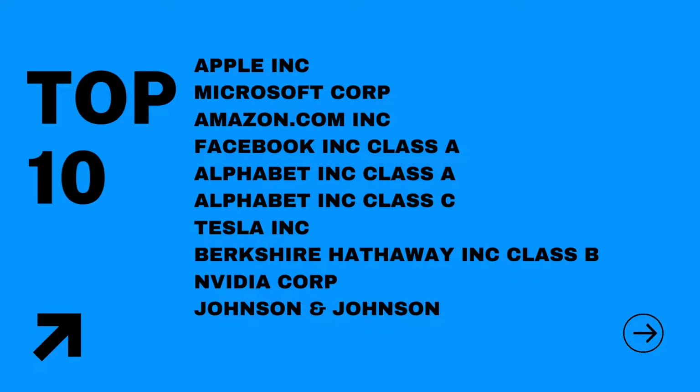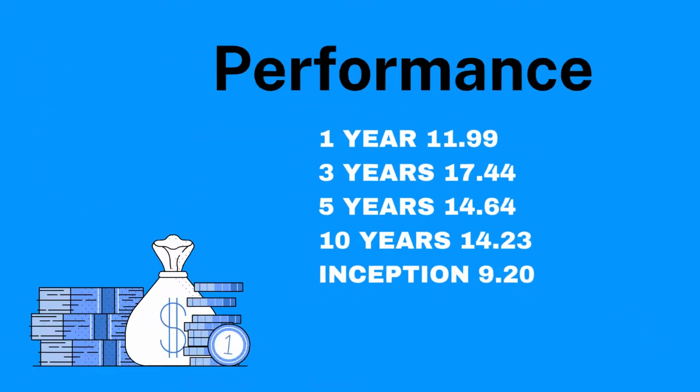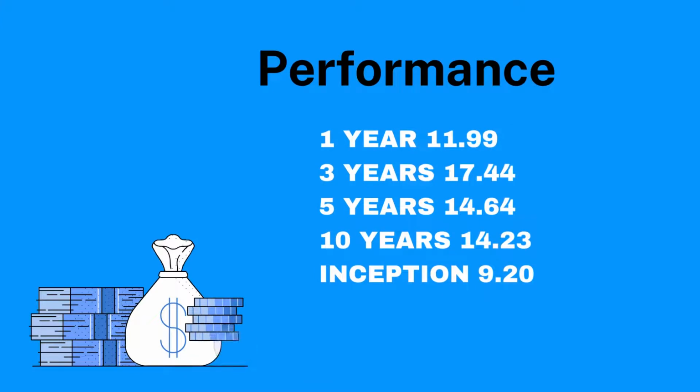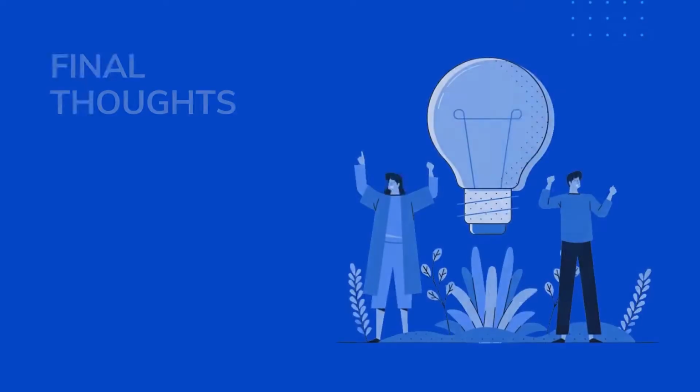So you're really getting pretty much the same top 10 companies in both, but then it starts to differ after that. If you look at the performance, the 1 year you're looking at almost 12%, 3 years about 17%, 5 years almost 15%, and since inception about 9%. So the performance is relatively close.